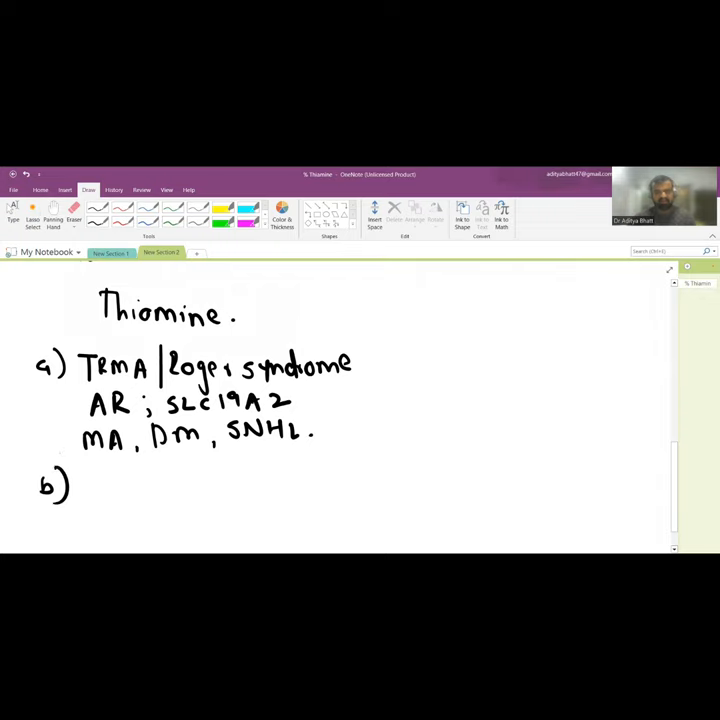Second one is biotin and thiamine responsive basal ganglia disease.